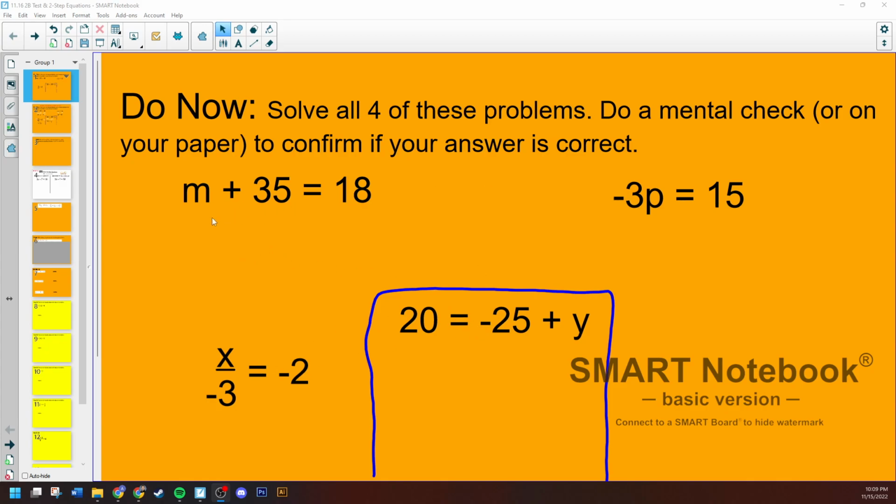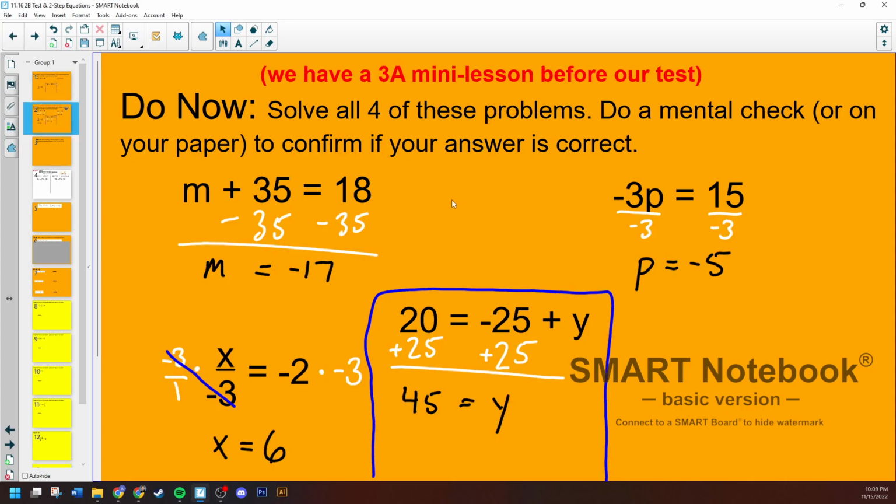Make sure you're showing your one property of equality or your inverse step, and then underneath it you would have your final result. So go ahead, you can pause the video and do these. When you unpause, on the next slide I'll have the full answers. All right, here are the full answers.